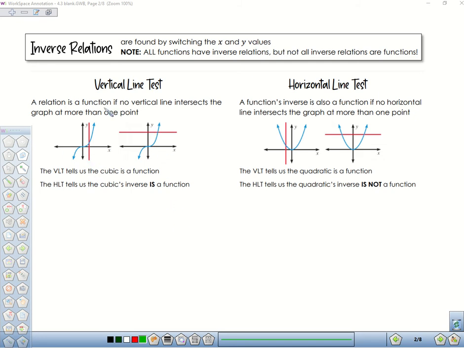So if we look at the cubic function, we can see that it's a function, it passes the vertical line test. Now over here, what kind of function is this one? What kind of function is this, guys? Good, a quadratic. And quadratics are functions because, as you can see, they pass the vertical line test. But then we have this new thing called the horizontal line test. The horizontal line test tells you if the inverse of your function would also be a function.